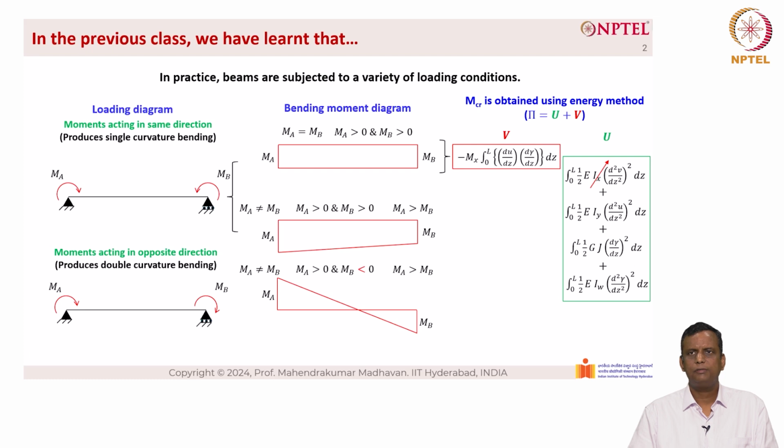The potential energy for a uniform moment is given as minus M_x times the integral from 0 to L of du by dz into d gamma by dz into dz, where u equal to A sin pi z by L and gamma equal to B sin pi z by L.